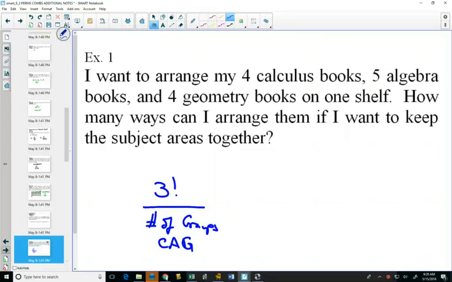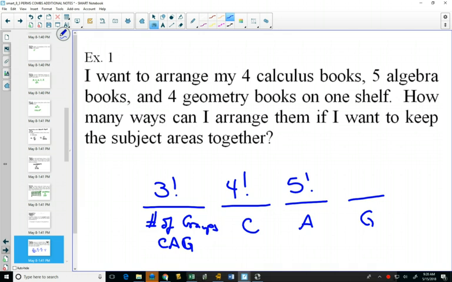Once I've made that decision, then I go, well, if I chose my calculus to go first, how many ways could I arrange my calculus books? That's my second decision. And since there are 4 calculus books, they can be arranged in 4 factorial ways. Followed by algebra is my next decision, and then geometry. Well, my algebra can be arranged in 5 factorial, my geometry in 4 factorial ways. And since each of those were decisions, the fundamental counting principle tells us we need to multiply them all together.